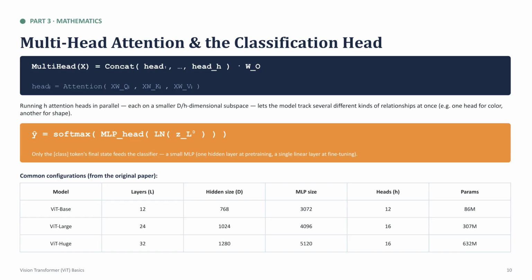On the classification side, only the class token's final normalized state feeds into the MLP head, followed by softmax to produce the prediction. And just so you have a sense of scale, the original paper's base model uses 12 layers and 12 heads at 86 million parameters, while the huge model scales up to 32 layers and 632 million parameters.